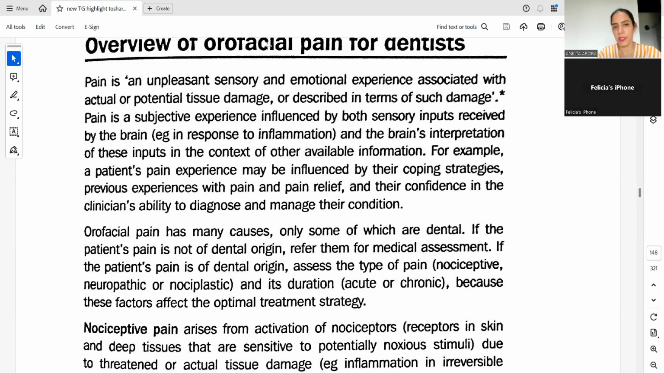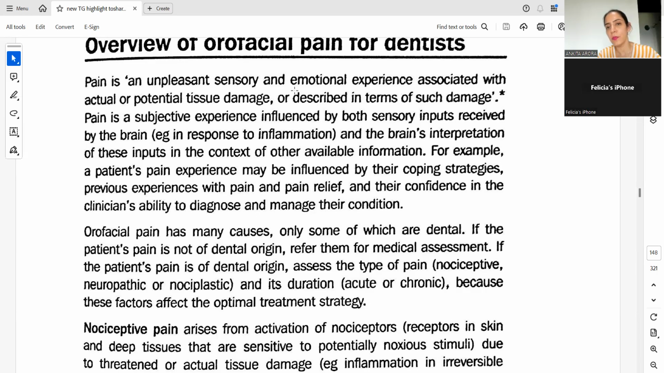Pain is an unpleasant sensory and emotional experience associated with actual or potential tissue damage, or described in terms of such damage. So it is an unpleasant sensory experience where actual sensory receptors are damaged or they are about to be damaged. There is still a fight, an inflammation going on. So they have a potential also. It covers both scenarios, actual as well as potential tissue damage.